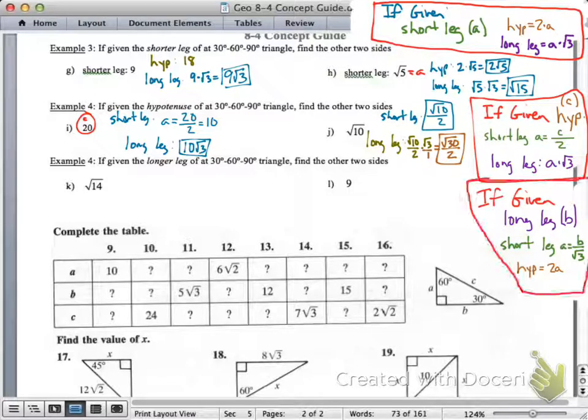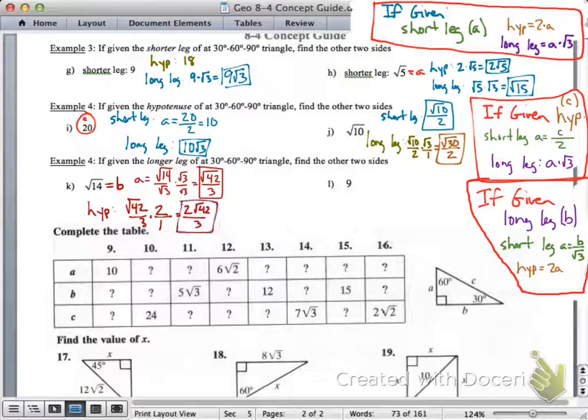If you're given the square root of 14 for b, to find a, divide the square root of 14 by the square root of 3. Oh snap, radical in the denominator. Square root of 14 times square root of 3 is square root of 42. The square root of 3 times the square root of 3 is 3. Square root of 42, in this case, does not simplify. So now that we know what the short leg is, a is the square root of 42 over 3, you multiply the short leg by 2 to get the hypotenuse.